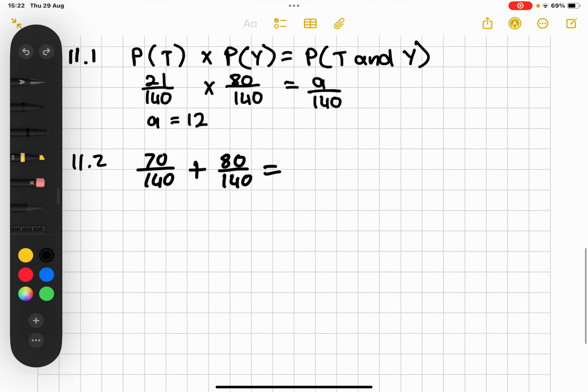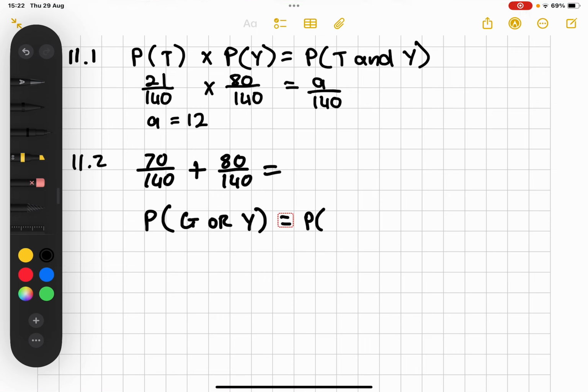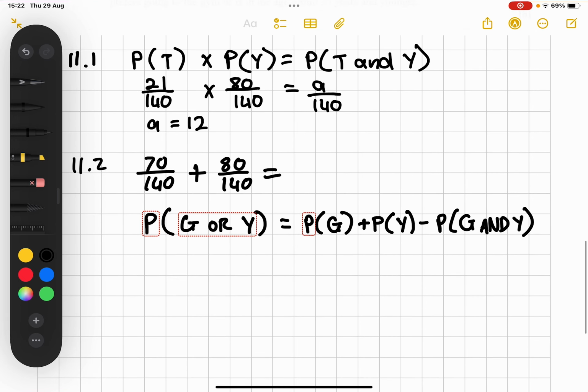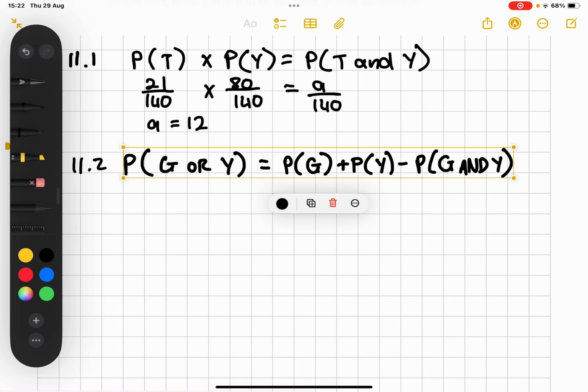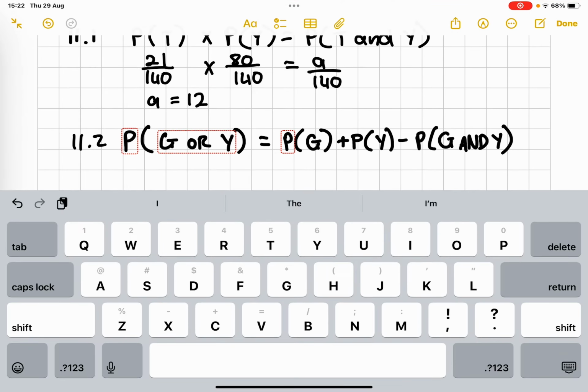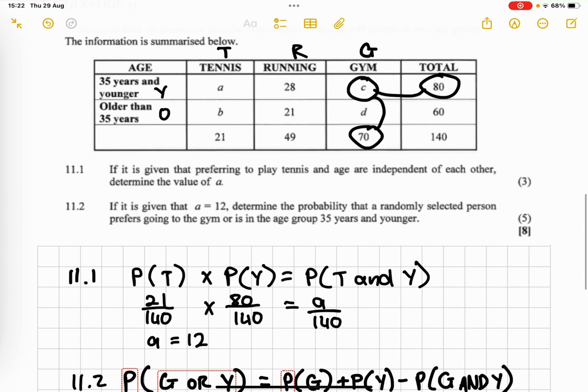That's where your equation comes from: the probability of gym or young is equal to the probability of gym plus the probability of young minus the probability of gym and young. I hope that clears things up with your equation, if anyone was wondering where the equation came from: just removing the duplicate value.